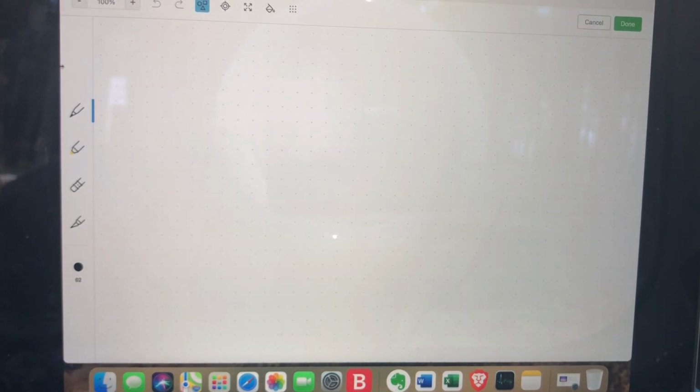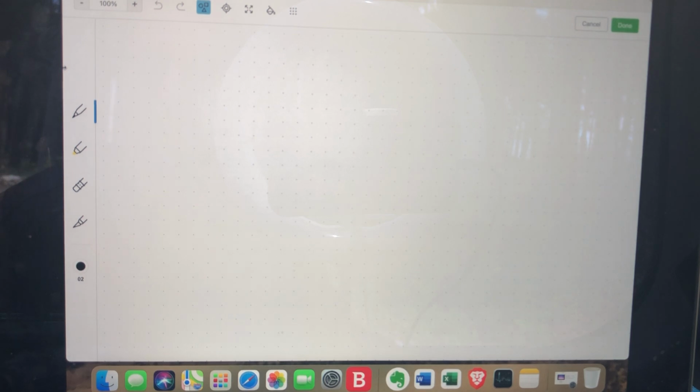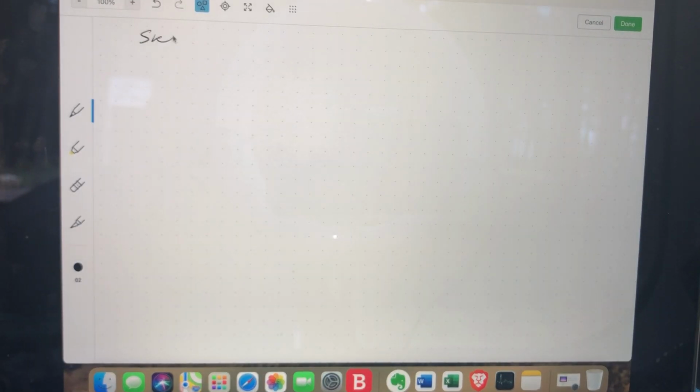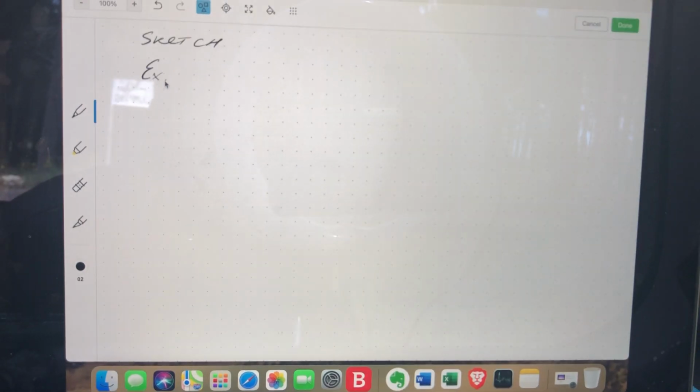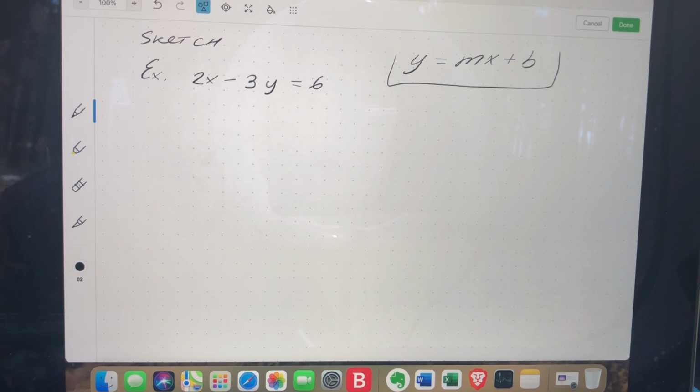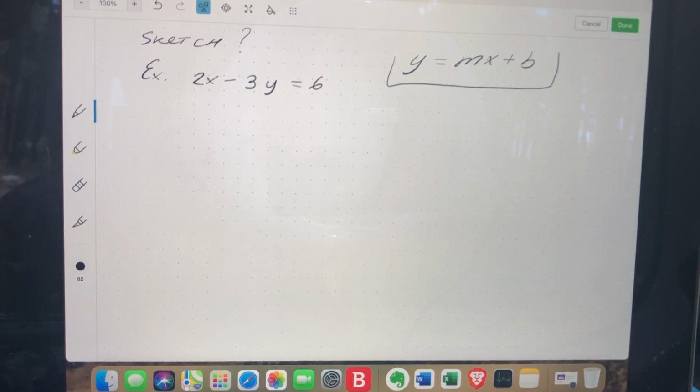Hello. In this video, let us see what happens if we're asked to make a sketch of a linear function, but the equation is not given to me in slope-intercept form. So something that maybe looks like 2x minus 3y is 6. That is not in y equals mx plus b. So if that's not what I have, what choices do I have? How can I make a sketch of this equation using what I know at the moment?